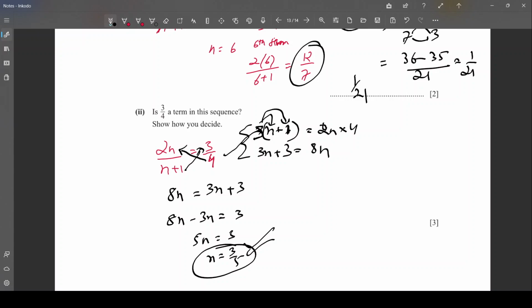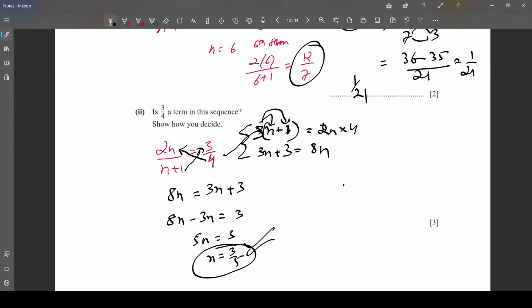the term of a sequence cannot be in the form of a rational number. It should be in the form of integers, right? Natural numbers, integers or whole numbers. It cannot be in the form of irrational numbers.